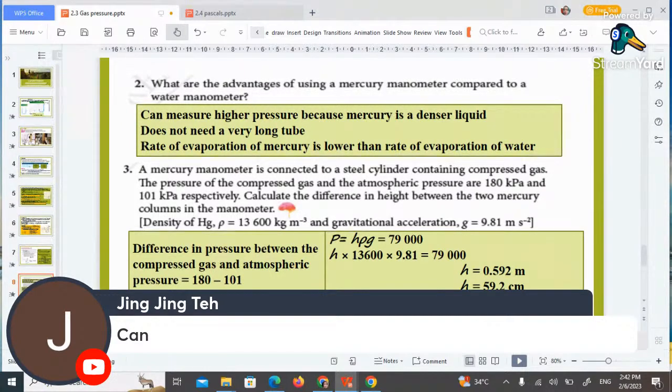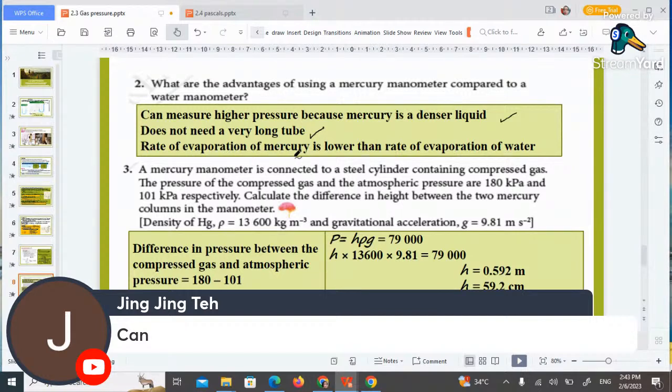Okay, number 2, what are the advantages of using mercury manometer compared to water manometer? For mercury manometer, due to its higher density, a larger change in pressure causes only a smaller change in height of the mercury column. So it can measure higher pressure because mercury is a denser liquid. It does not need a very long tube. If using water, the tube must be long.